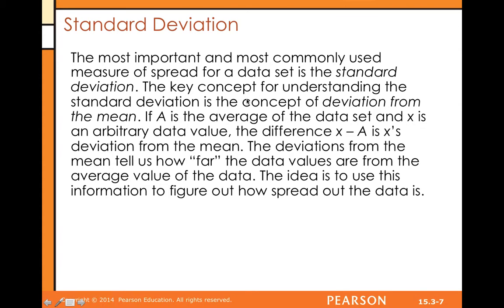So the key concept for understanding the standard deviation is deviation from the mean. What standard deviation is trying to tell you is the average distance of your data points from the mean. So it's measuring spread about the mean. The idea here is that if you can measure the average distance from the mean, then you can measure spread. Keep that in mind. It's trying to tell you how spread out the data is, but in particular, the average distance from the mean for all of the data points.